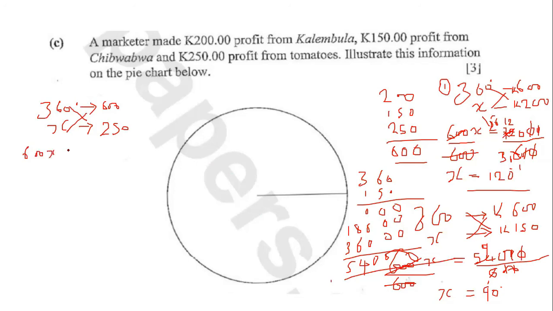Then we are going to have 600x being equal to 360 multiplied by 250. And please, as you are studying for exam, don't use a calculator. Use this procedure I've showed you here. So 360 multiplied by 250 will definitely give us 90,000. So we divide this one by 600, and this one also by 600, and cancel there. So our x will definitely be equal to 150 degrees.